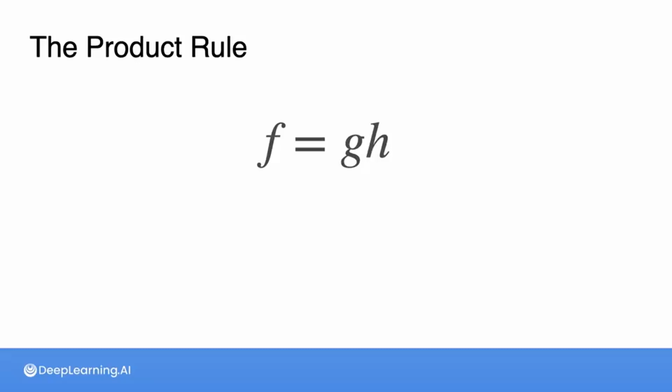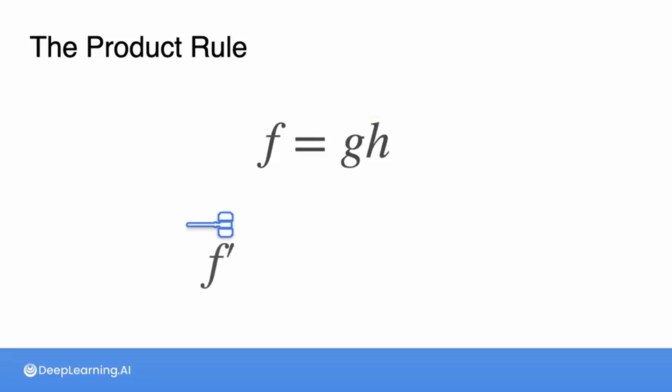Well, for this, I like to imagine a derivative as hitting the function with a hammer. So I want to hit f with a hammer, and that means I need to hit g and h with a hammer. But that's too much work. So I have to do it by parts. First, I have to hit g with a hammer and leave h alone, and then I have to hit h with a hammer and leave g alone.